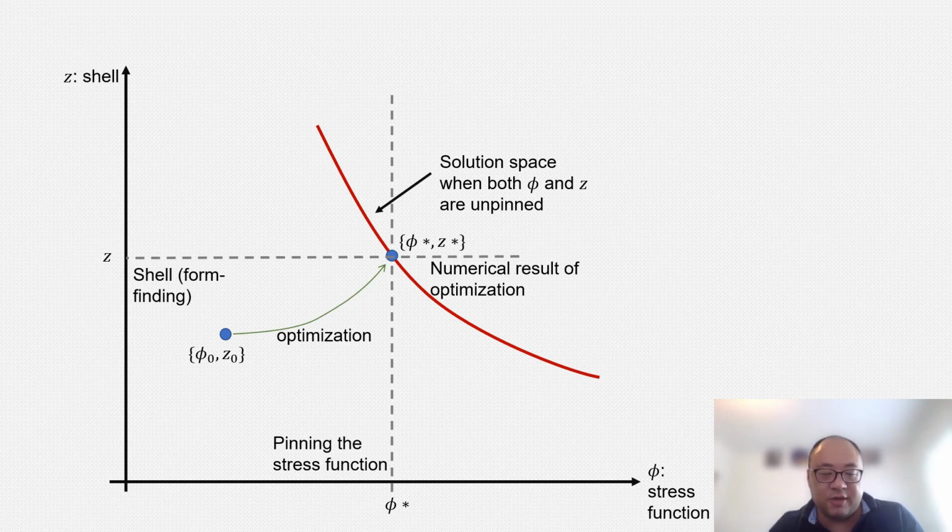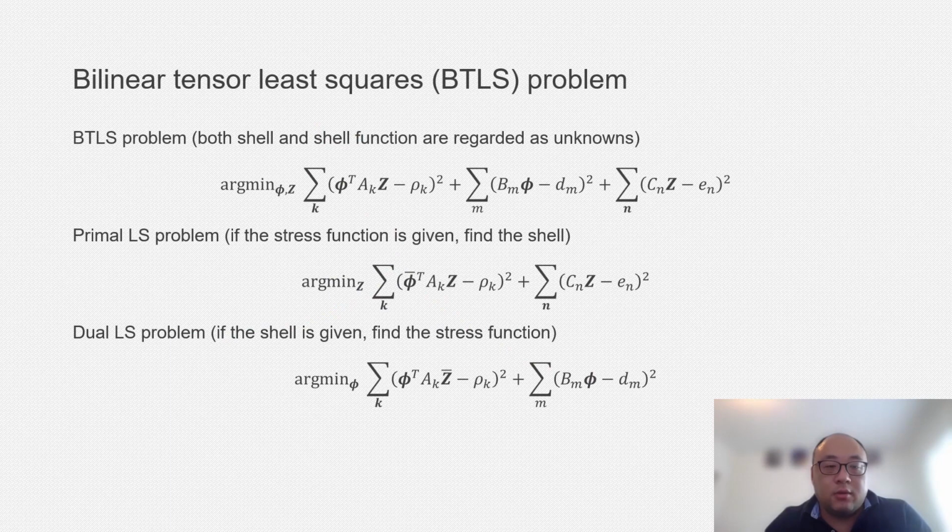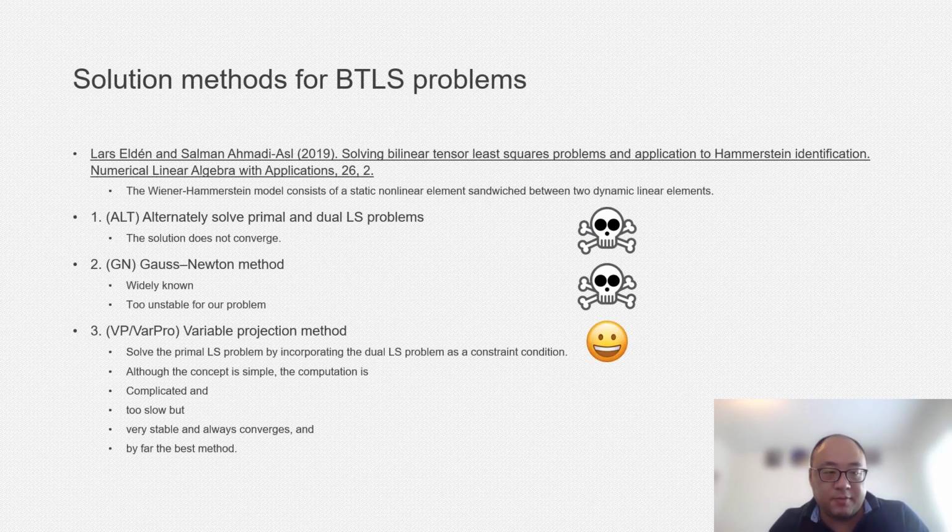By stitching together all the elements mentioned so far, a nonlinear least squares problem that takes both the stress function and shell as unknown variables is finally revealed. This type of problem is called a bilinear tensor least squares, or BTLS problem. A BTLS problem can be divided into primal and dual LS problems. The solution methods for BTLS problems are well studied and established.